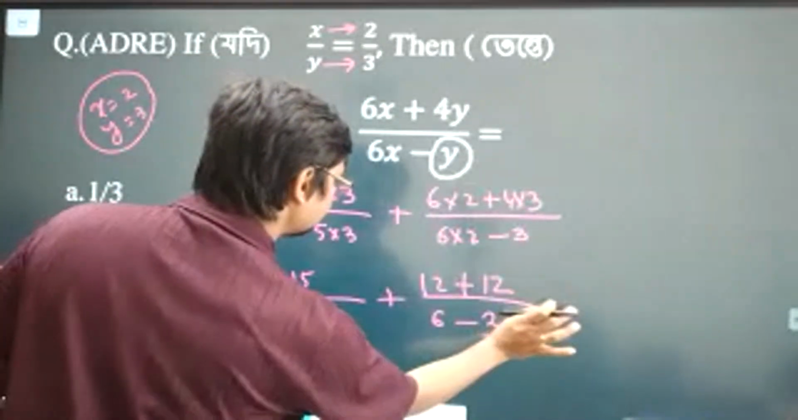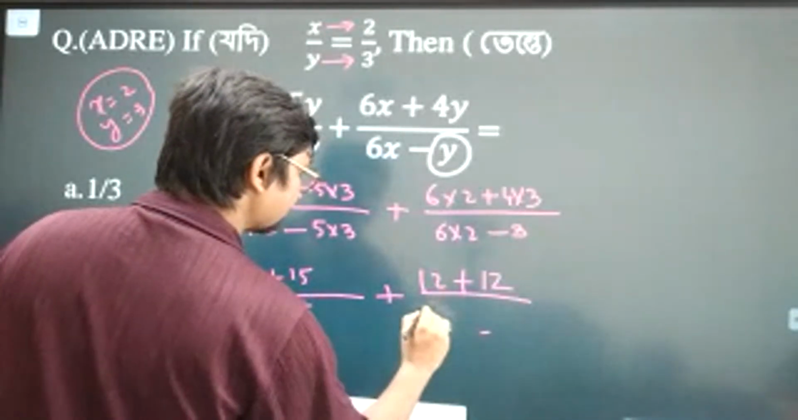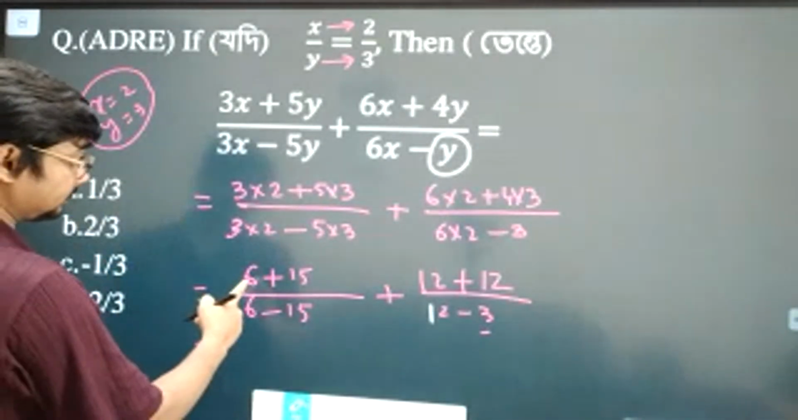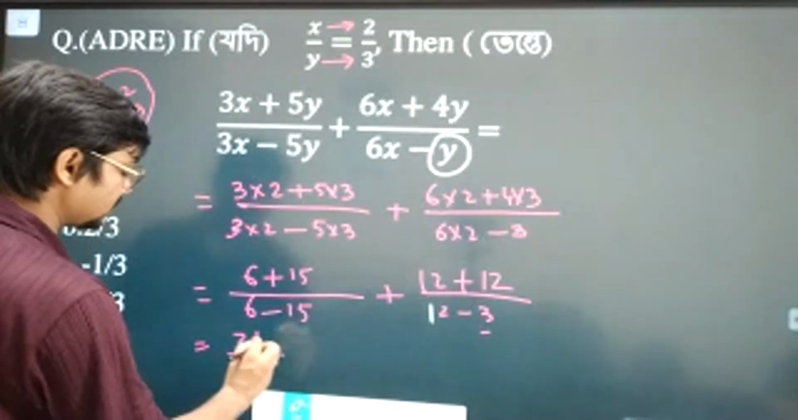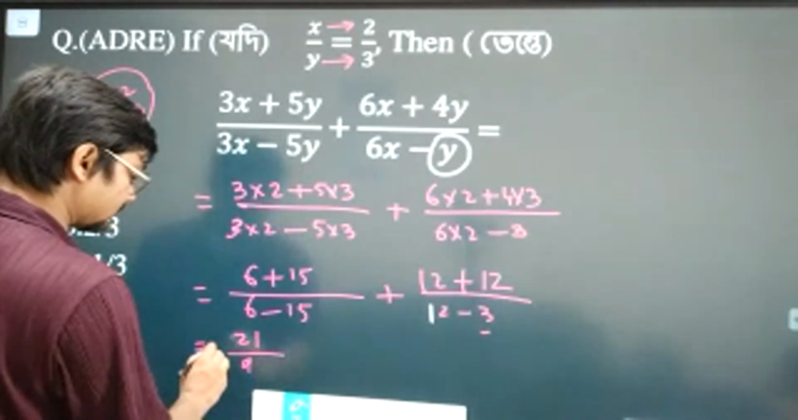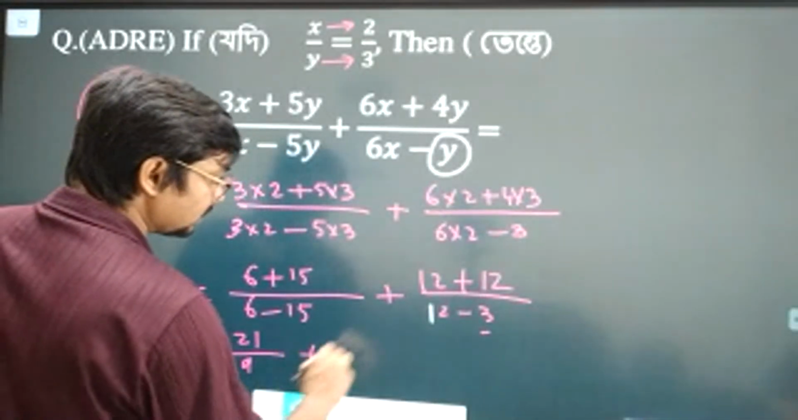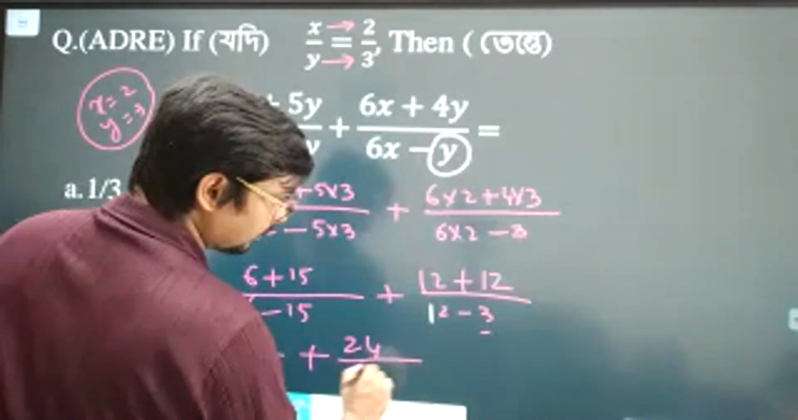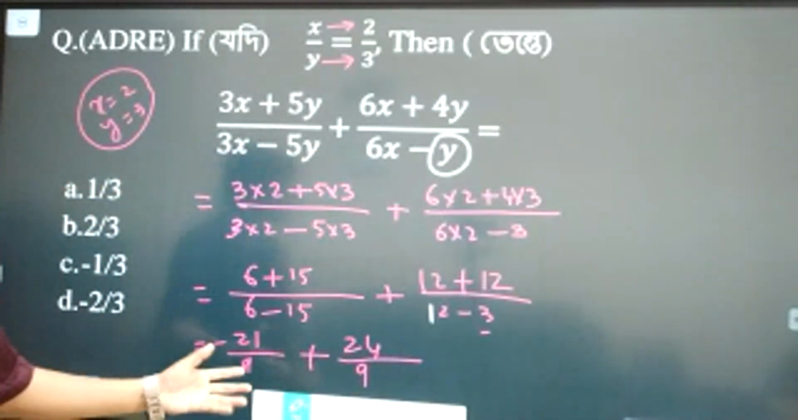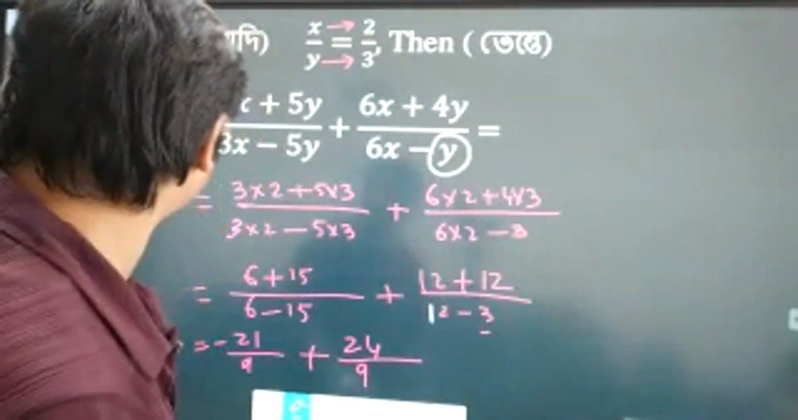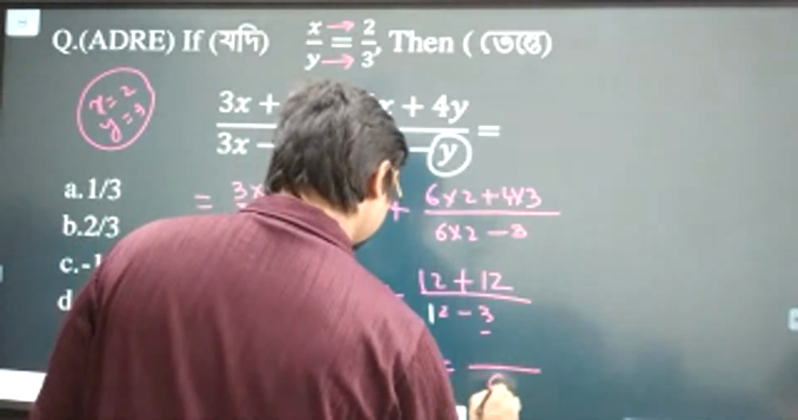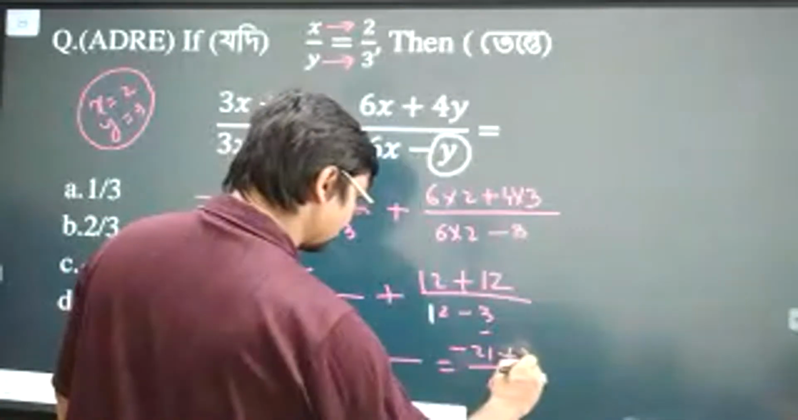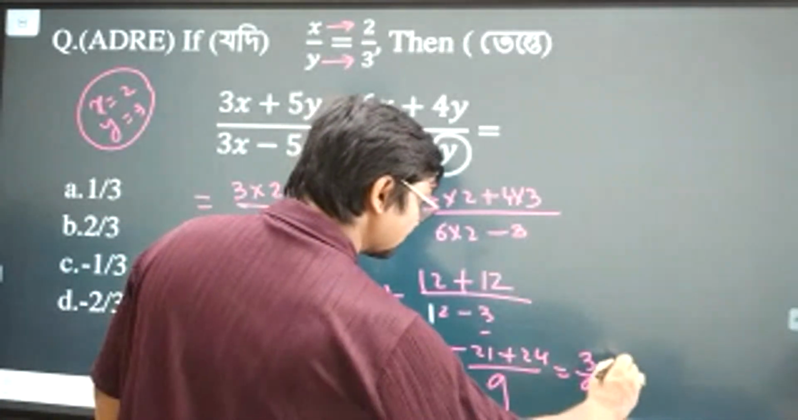Sorry, 12 minus 3, you just simplify yourself. Okay, so here it will be 6 plus 15 means 21, and here it will be minus 9. Here 24 divided by 9. Is it okay? You just simplify, it will be A option. Okay, maybe. So you just take the LCM of 9. So what will be the value? Here it will be minus 20 upon plus 24. So this will be 20. That means 1 upon 3.